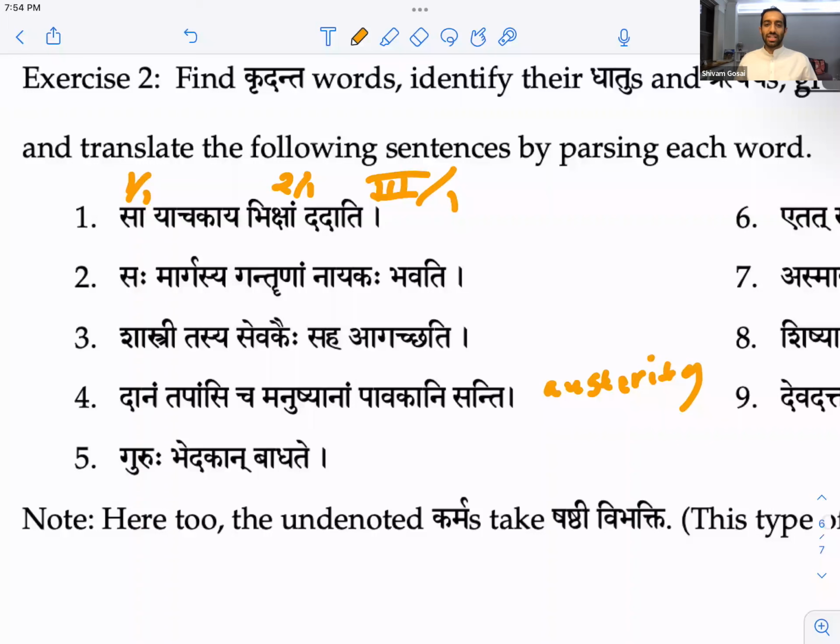She gives alms to yachakaya. So yachaka, this is a Kṛdanta word. It's akaranta. We can do a masculine or napumsaka linga, depending on who we're referring to. But here, traditionally, usually a man, right? So we're going to do punlinga. So akaranta punlinga. We're going to do chaturthi vibhakti ekavachanam. This is sampradane chaturthi, the recipient to dadati.